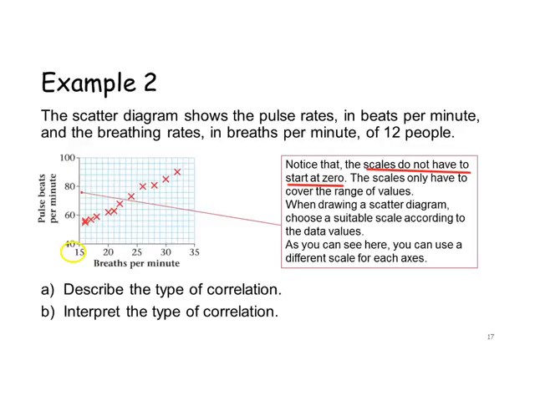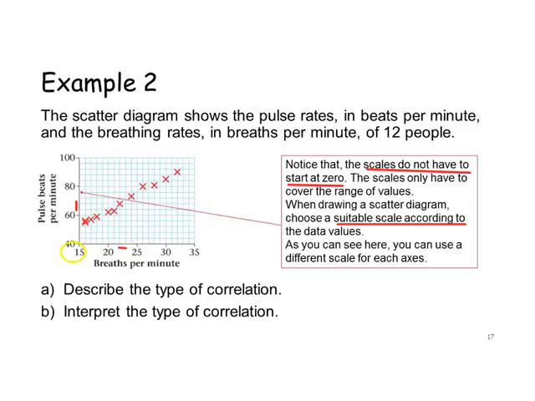Another thing to consider is when you're drawing the scatter diagram, choose a suitable scale according to the data values. And you can see here that different scales have been used for each axis. The breaths per minute, this scale, we can see that 1 square is actually 1 breath per minute. But on the vertical axis, 1 square actually counts for 4 beats per minute. And this is perfectly acceptable. Again, it will make it easier to read and draw your diagram.